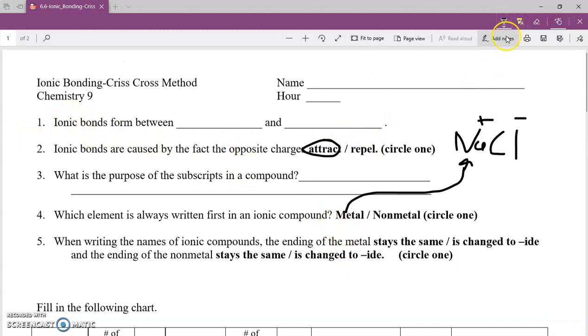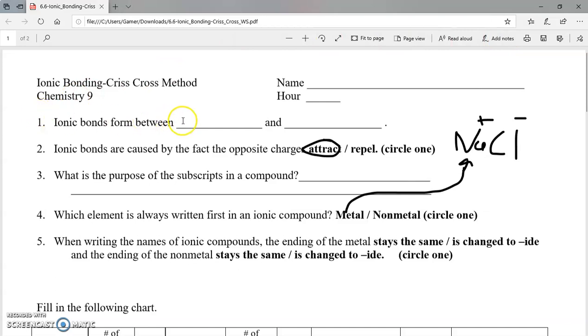Ionic bonds form between a metal and a non-metal, right? We have a sodium metal here to a non-metal chlorine here, and that's how an ionic bond is formed. Ionic bonds are caused by the fact that opposite charges attract. So again, we can see that sodium is going to lose that electron, give it to chlorine. That becomes a positive sodium and a negative chlorine. Those negative and positive charges cause them to attract each other.